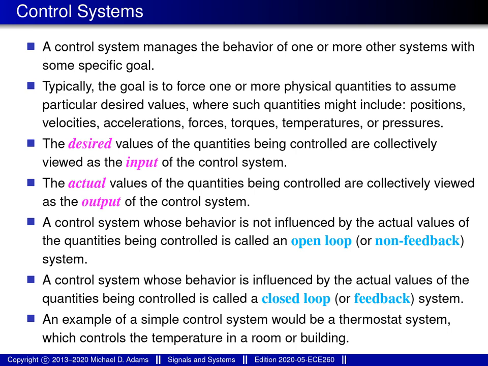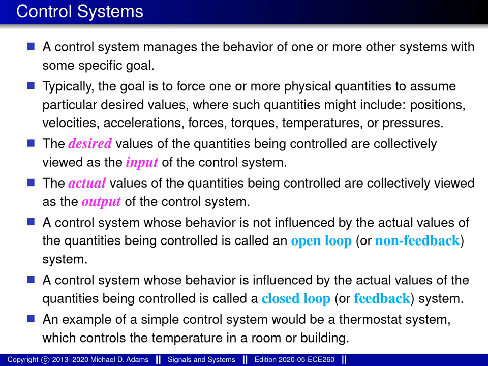A control system is simply a system that manages the behavior of one or more other systems with some specific goal. Typically, the goal is to force one or more physical quantities to assume particular desired values. Such quantities might include things such as positions, velocities, and accelerations, orientations, forces and torques, temperatures and pressures, and fluid flow rates. The desired values of the quantities being controlled are collectively viewed as the input of the control system, while the actual values of the quantities being controlled are collectively viewed as the output of the control system.